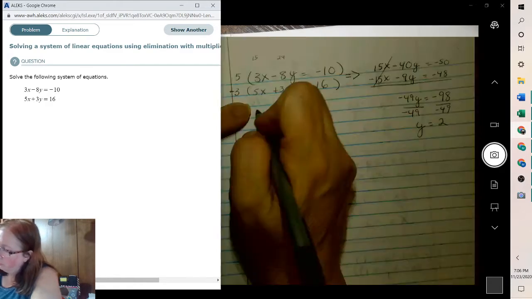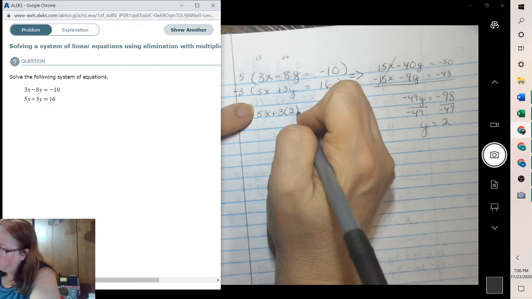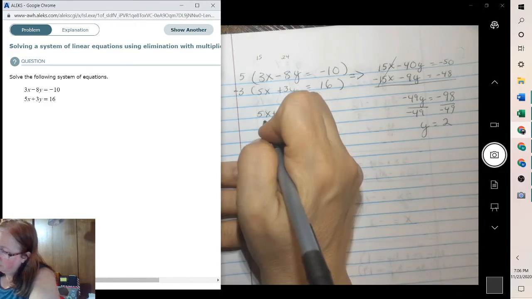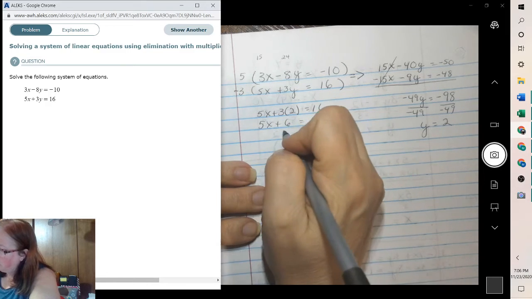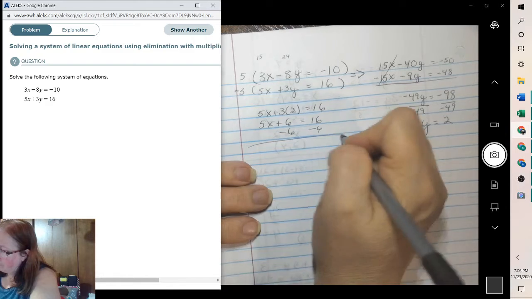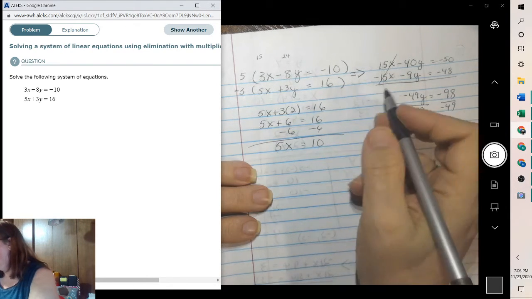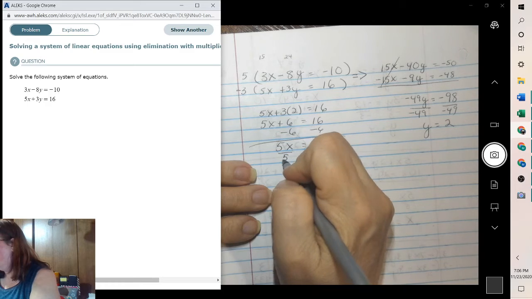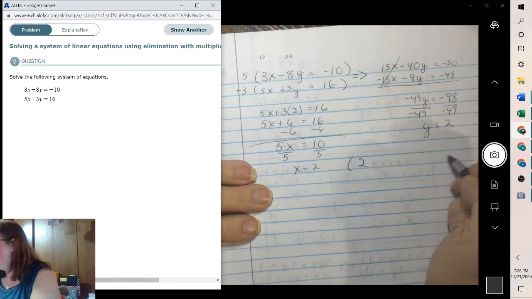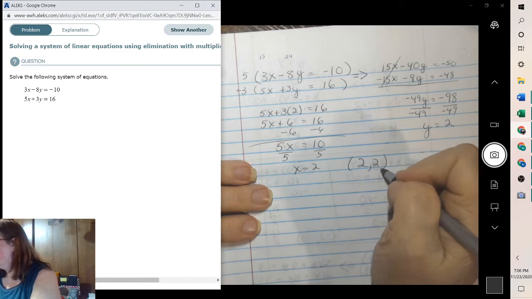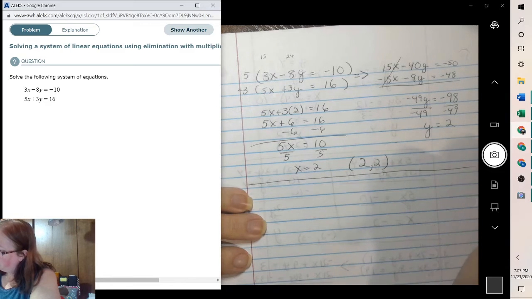I'm going to use the bottom one. 5x plus 3 times 2 equals 16. 5x plus 6 equals 16. Subtracting the 6, we get 5x equals 10, and then divide by the 5. So we get the point 2, 2. Try one more.